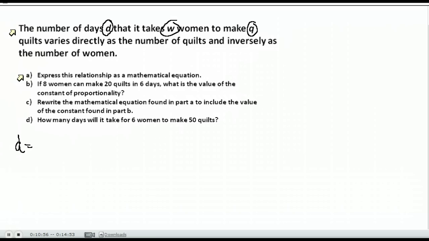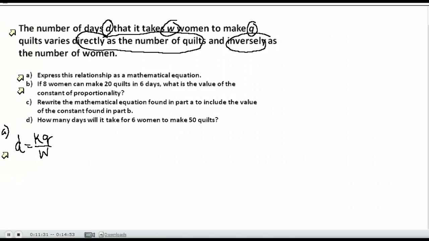The number of days D varies directly with the number of quilts. So our constant K is going to be times Q, the number of quilts, and inversely with the number of women. So inversely means we're going to divide by the number of women. We have now answered part A. The mathematical equation would be D equals K times Q divided by W, where K is our constant, Q is the number of quilts, and W is the number of women.